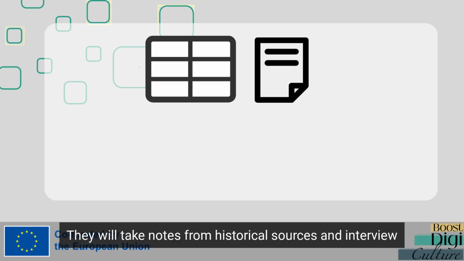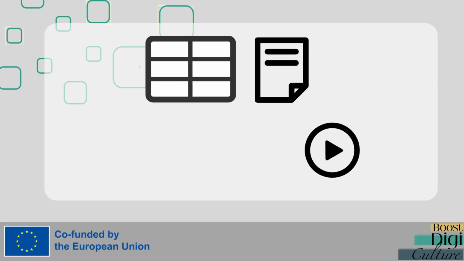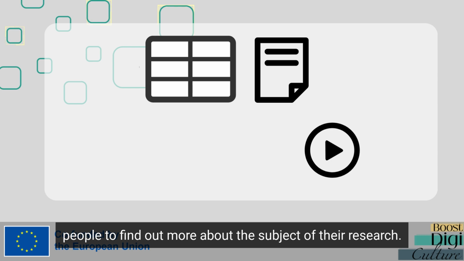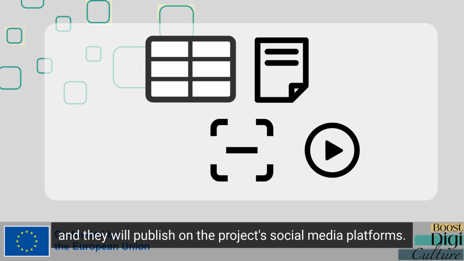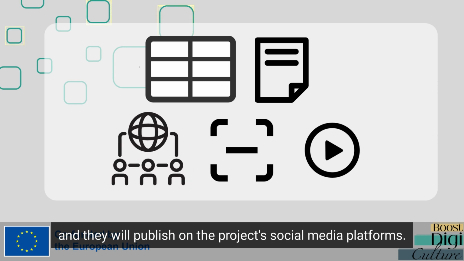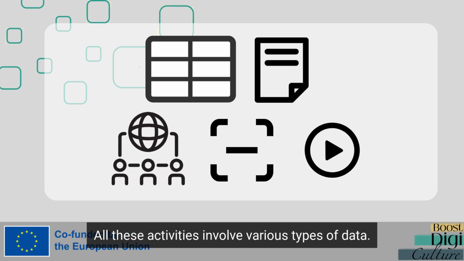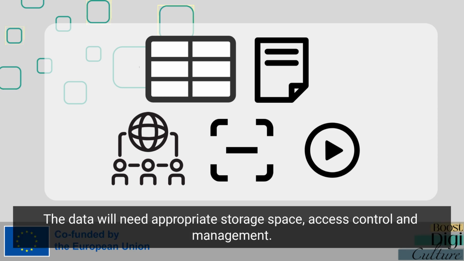They will take notes from historical sources and interview people to find out more about the subject of their research. They will digitize historical documents, and they will publish on the project's social media platforms. All these activities involve various types of data. The data will need appropriate storage space, access control, and management.